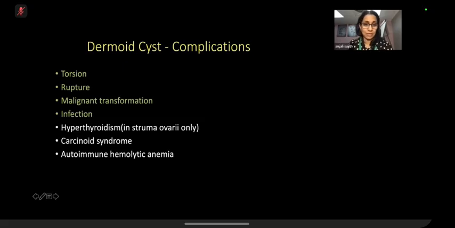So the complications of dermoid cyst are: torsion is the most common, followed by rupture. Malignant transformation and infection are rare complications. The dermoid can have thyroid tissue within, so that's called struma ovarii, in which case there's a possibility that it can develop hyperthyroidism.